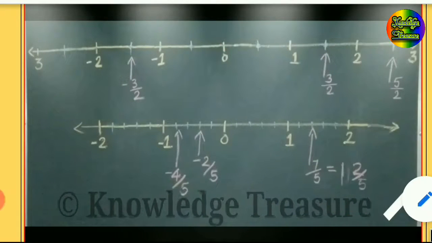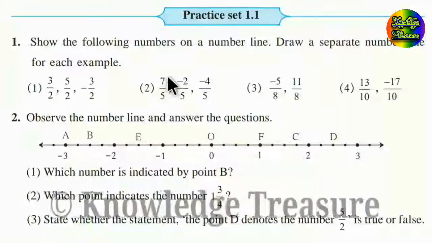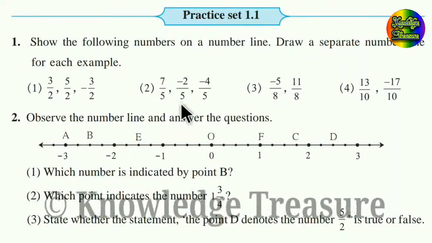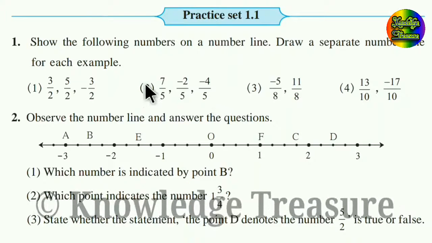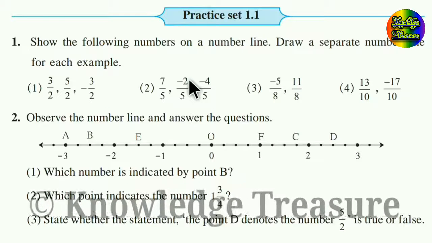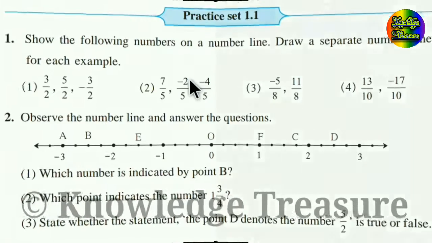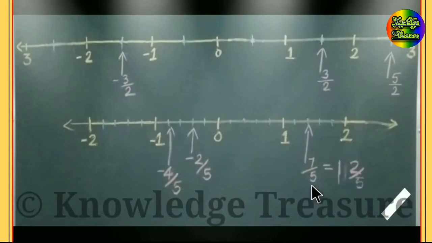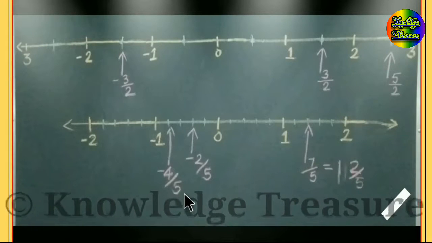Okay, now let us go to the second one. It is 7 upon 5, minus 2 upon 5 and minus 4 upon 5. We have to show these numbers on a number line. If you clearly observe here, all these three numbers are having 5 as their denominator.